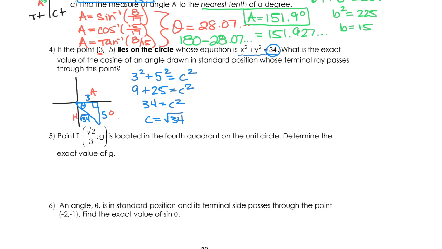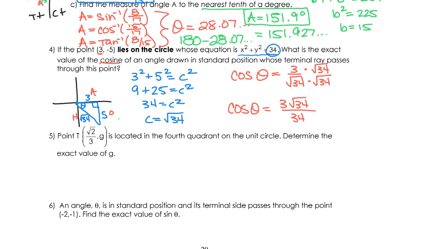And they want to know the exact value of cosine. So we'll go ahead and set up cosine theta equals... Remember, it's your adjacent, which is 3, over your hypotenuse, which is the square root of 34. This is going to need some rationalizing because we don't like to leave the irrational number in the denominator. And so we'll go ahead and say that cosine theta equals 3 square root of 34 over 34.